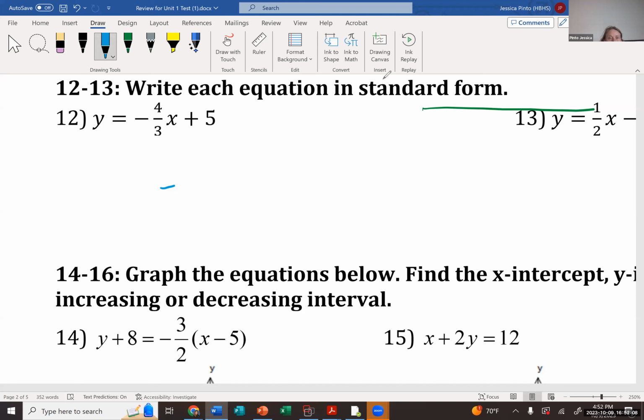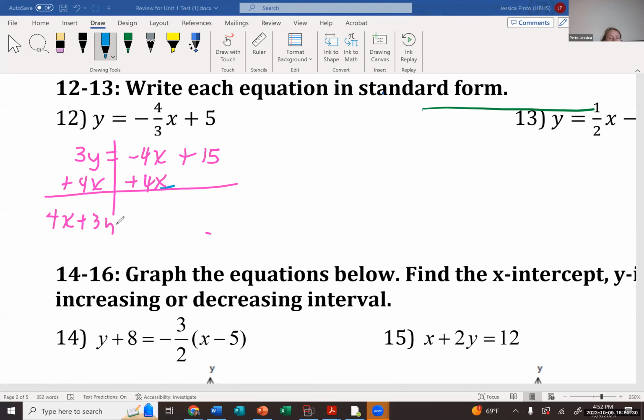It will work. Okay. So we're timesing by 3, so that's going to be 3y is equal to negative 4x plus 15. And then, oh, standard form, I'm going to add 4x. And that's going to give me 4x plus 3y equals 15. Okay, that one was really fun. Let's try the next one.